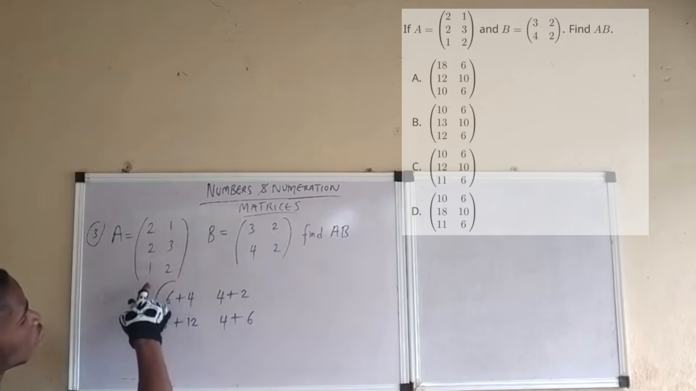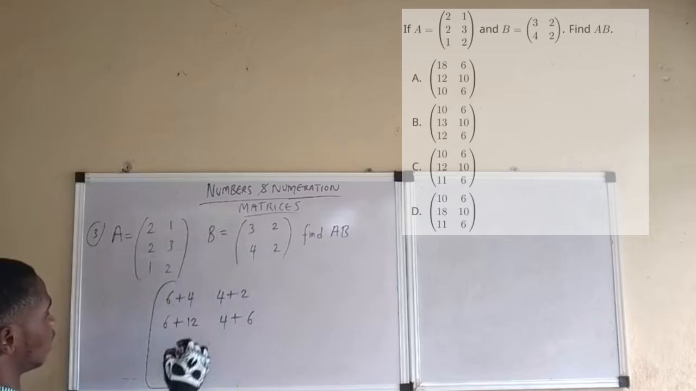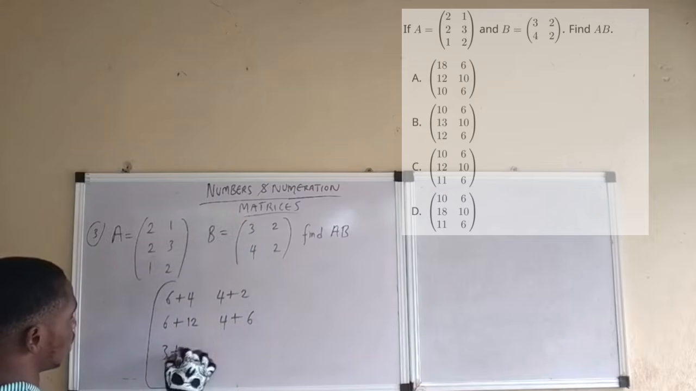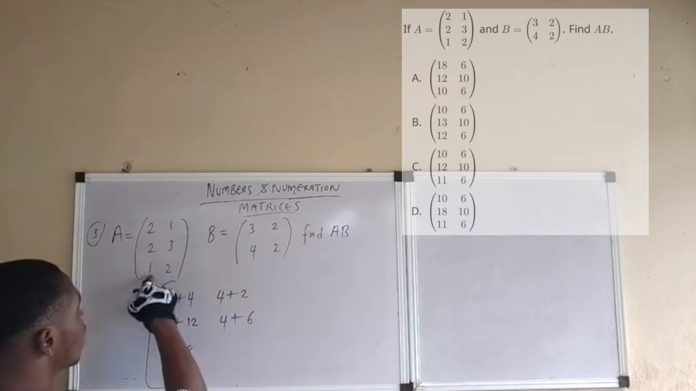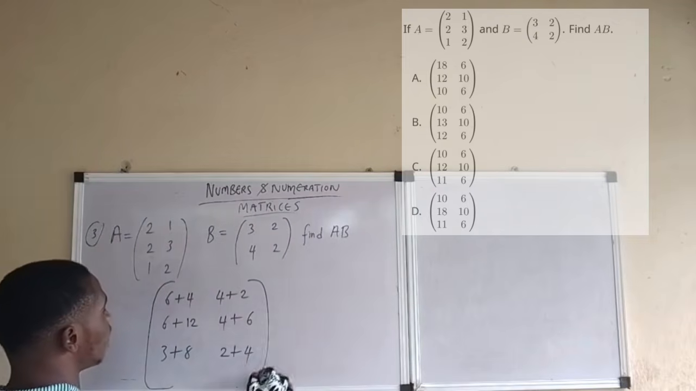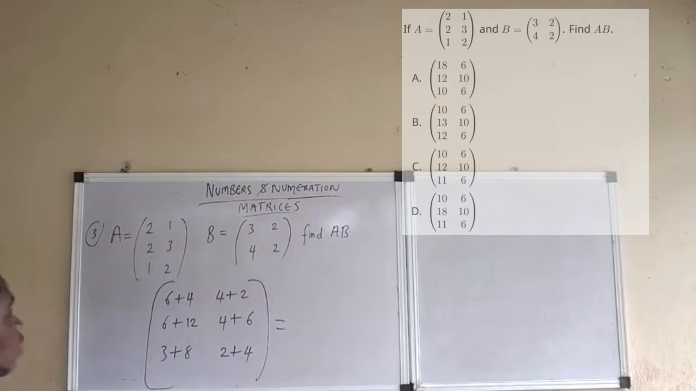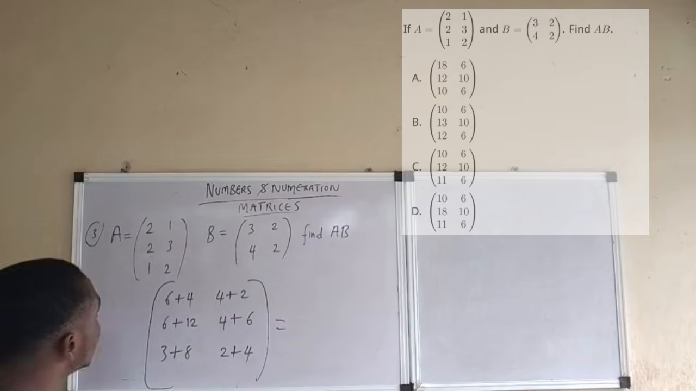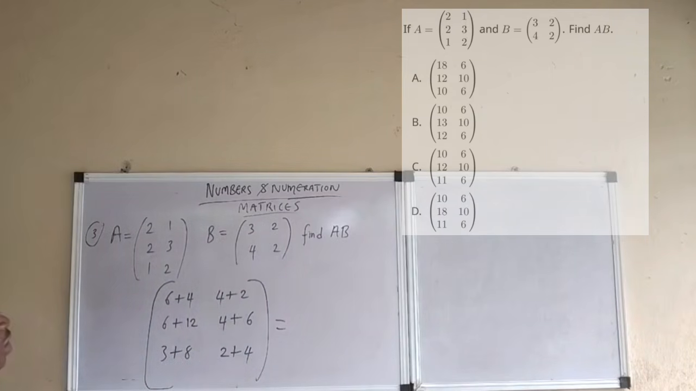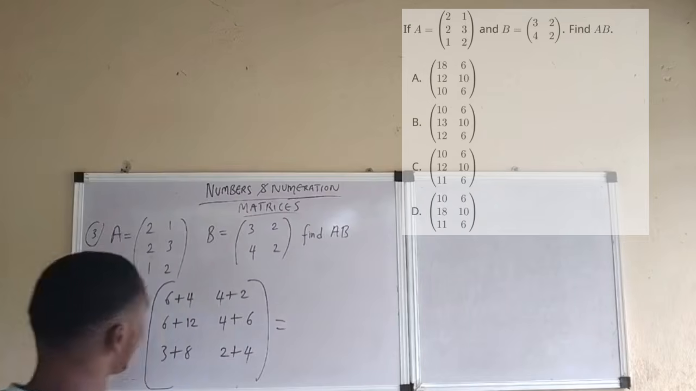Move on to the third row. So we have 1 times 3. That is what? 3. Then 2 times 4. That is 8. You add that. So 1 times 2 again is 2. 2 times 2 is 4. So you need to be very careful when doing this. So the idea is that you're using the rows to multiply each column. Do you understand? And you're adding a value while doing that.